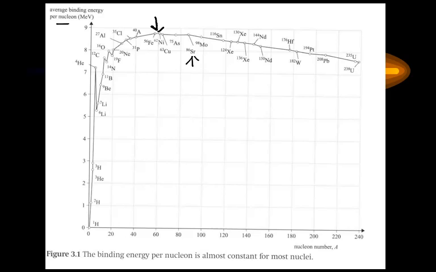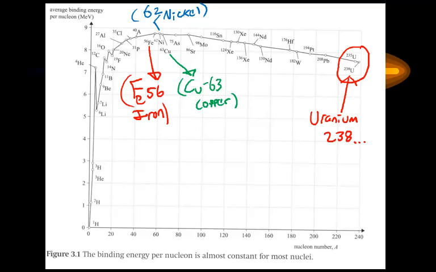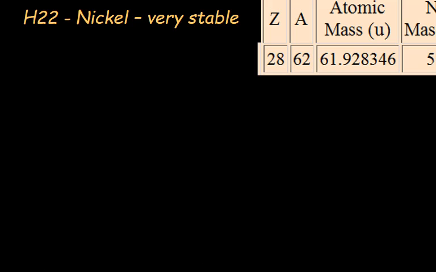Okay, so iron is one of the most stable. It turns out nickel is extremely stable as well, and copper there. Now, uranium-238, interestingly, is very far on the right, and so again, binding energy per nucleon, it's not as stable. We can compare those to the others, but again, it's not as stable over there. All right, so nickel.